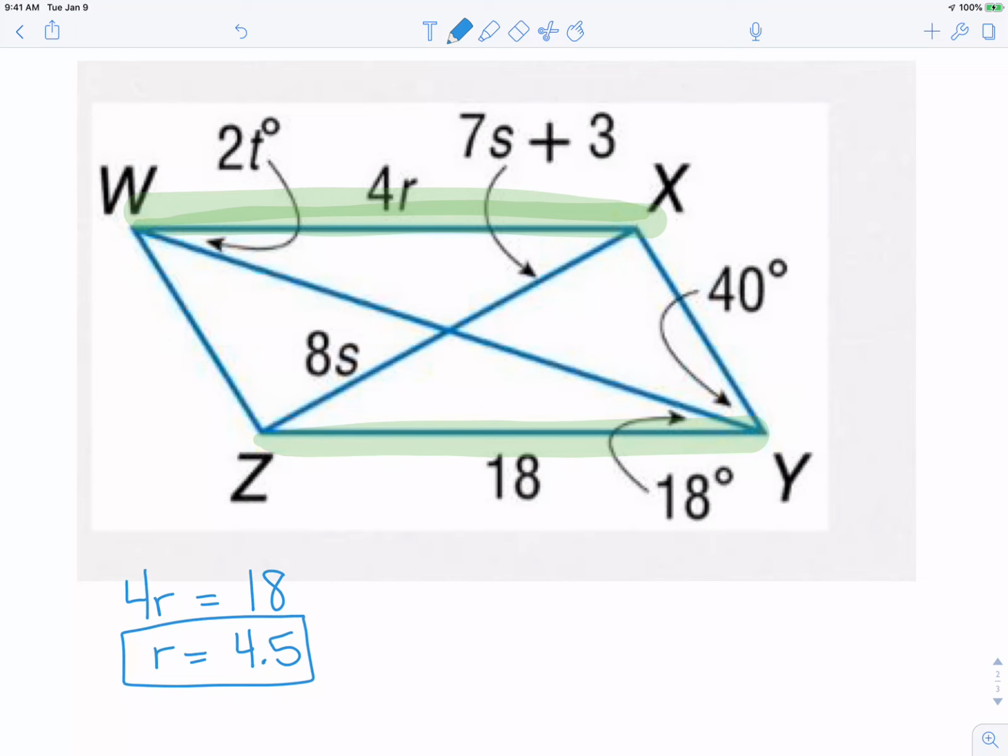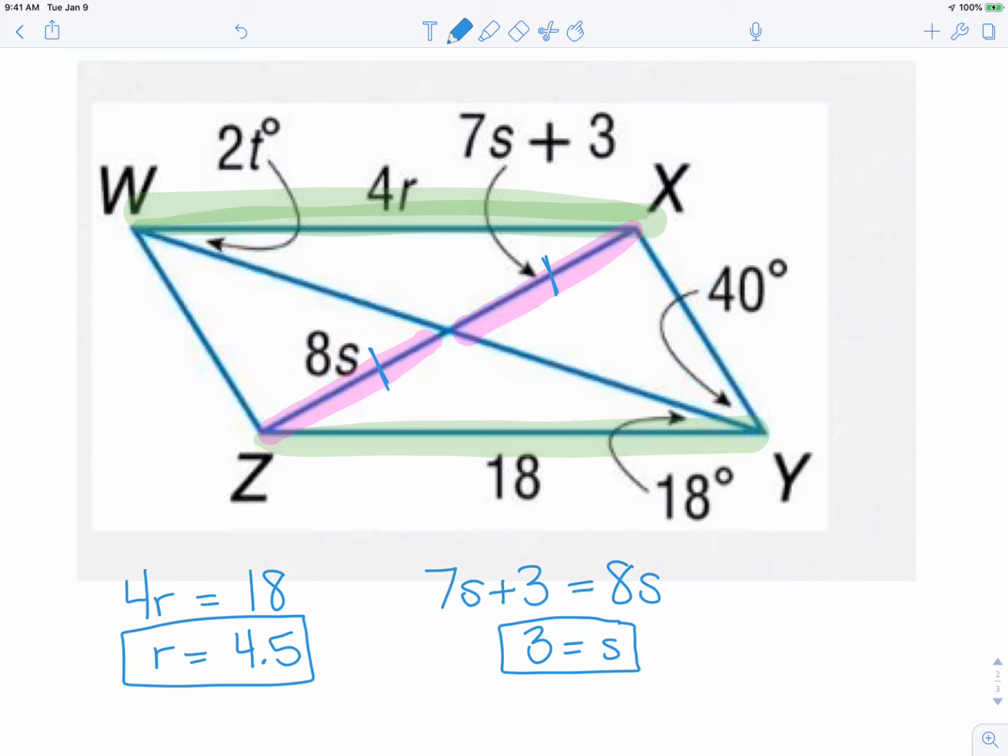Okay, next I'm going to look at, let's say, S. S is the distance from X to the midpoint here. I'm sorry, that's 7S plus 3. And then 8S is the distance from that midpoint over to Z. And we have the property that diagonals bisect each other. So these two pieces of the diagonal are the same length. So I'm going to set 7S plus 3 equal to 8S. And that's because the diagonals bisect each other, so the two pieces of one diagonal are equal to each other. I'll subtract 7S from both sides, and I get S equals 3.